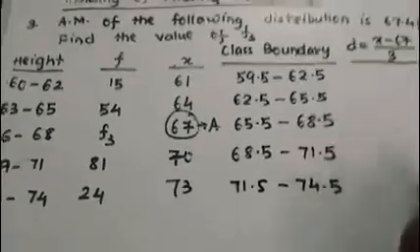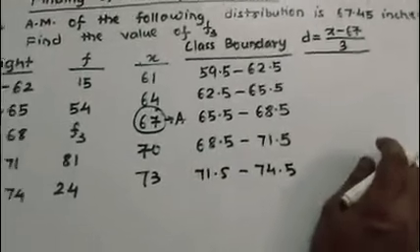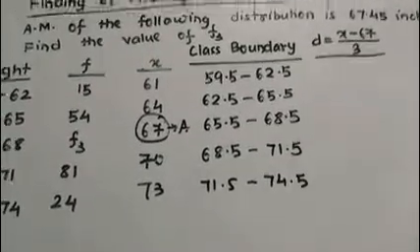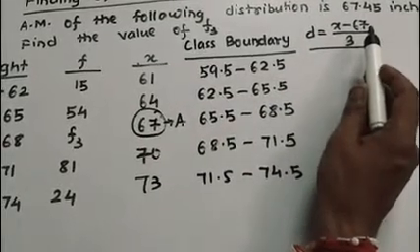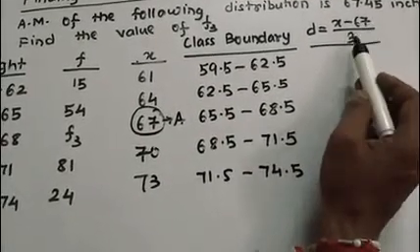So this is the i. d equals x minus 67 by 3. So let us find the d. For the first one, 61 minus 67, that is minus 6, divided by 3, that is minus 2.